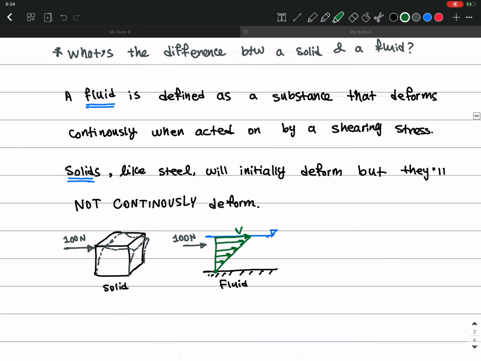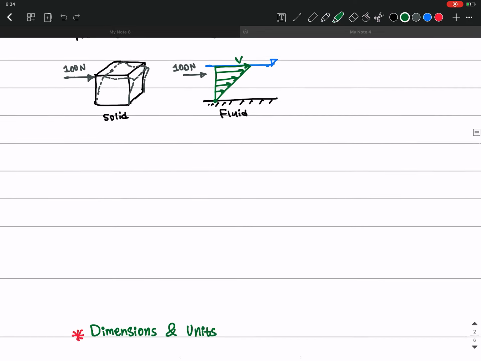And then we defined the difference between a fluid and a solid. And we talked about this deformation when you apply a shearing stress on both fluids and solids. So in solids, they initially deform, but they will not continuously deform. Okay? In fluids, they will continuously deform when they are acted on by a shearing stress. Okay, so whether they deform or not under a shearing stress is a kind of informal or semi-formal definition of solids and fluids.